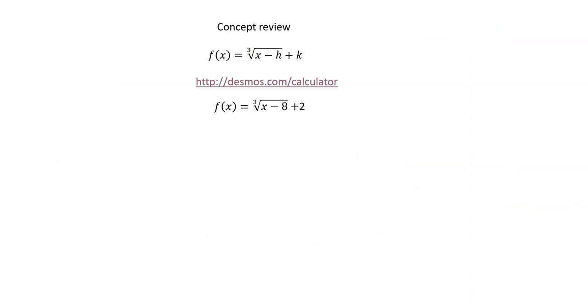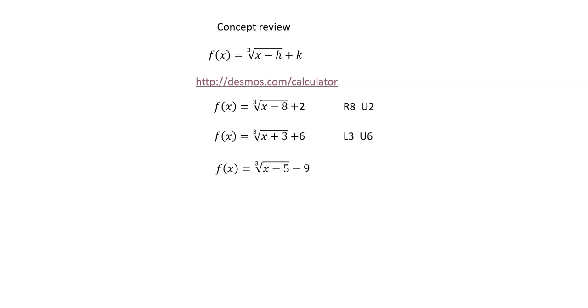So for the function f of x equals cube root of x minus 8 plus 2, how is that graph translated from the parent function? I hope you said right 8 and up 2. Then you'd be correct. The function f of x equals cube root of x plus 3 plus 6. How is that translated from the parent function? Yes, it's moved left 3 and up 6.